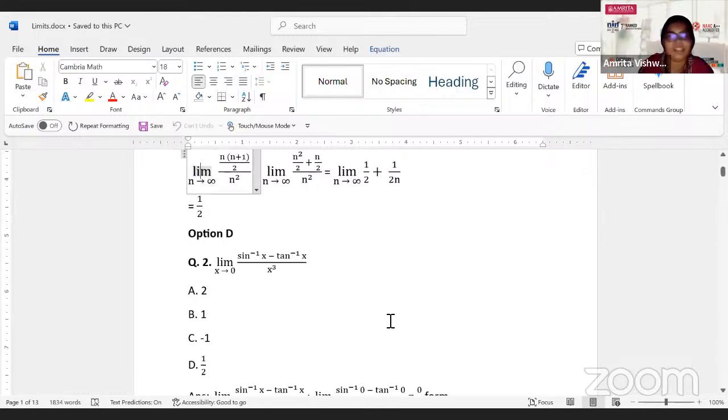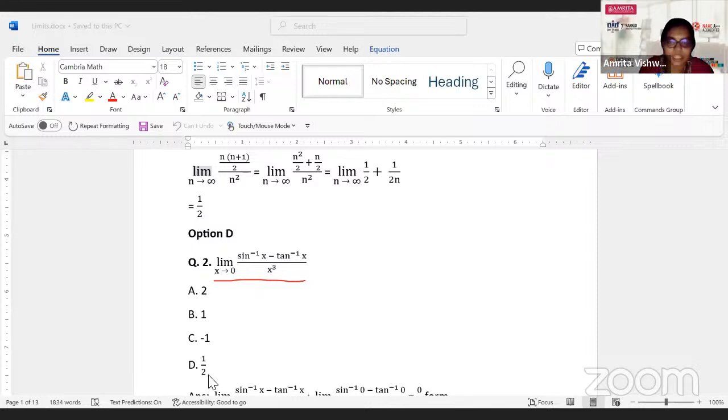So today we'll be discussing everything from the chapter limits. Different types of questions, different methods that you have to follow in these questions. So the second question is, limit x tends to 0, sine inverse x minus tan inverse x by x cubed. What is the value? The options are 2, 1, minus 1, 1 by 2.